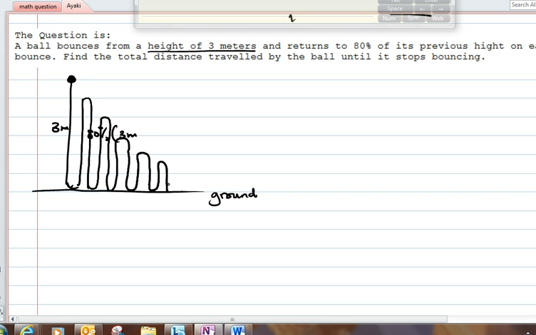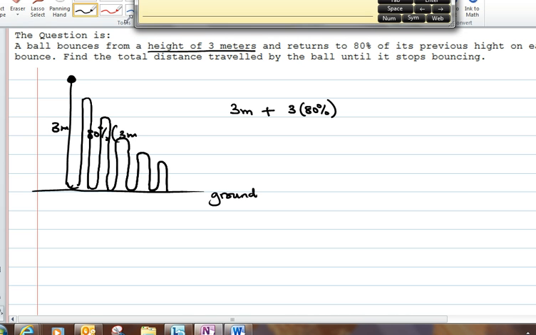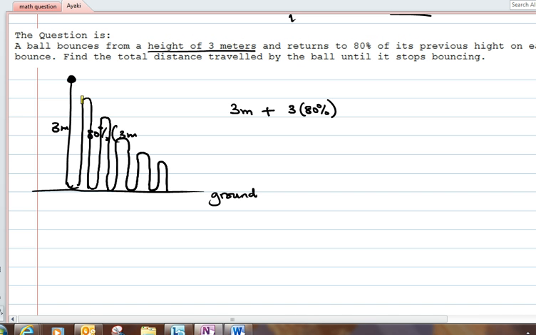So what actually is happening is the ball starts from 3 meters and drops to the ground. Then it rebounds back up to 80% of 3, or 80% times 3. But then this distance is actually covered twice, because there is an 80% rebound, but then it has to go back to the ground. So it is 80% of 3, but this is multiplied by 2.